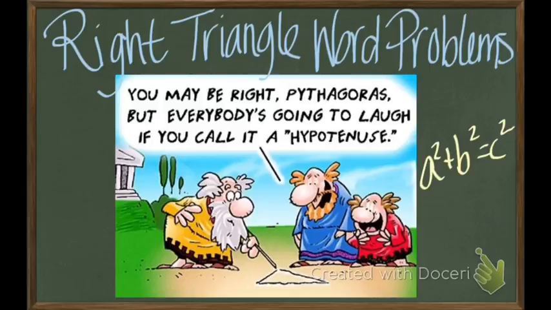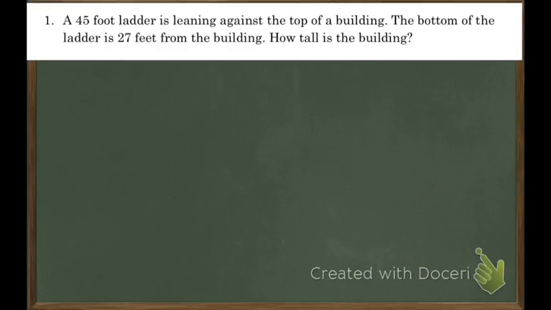So if we look at this problem we have right here, a 45-foot ladder is leaning against the top of a building. The bottom of the ladder is 27 feet from the building. How tall is the building? So let's look at this problem one more time. We have a 45-foot ladder, and it's leaning against the top of the building.